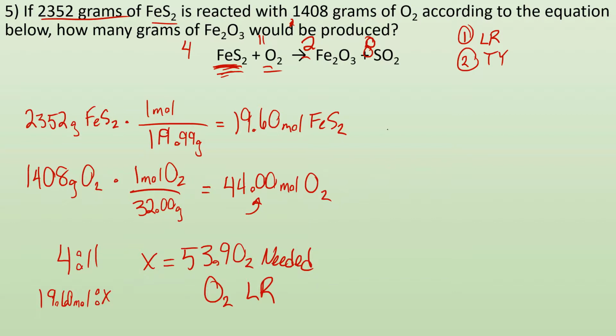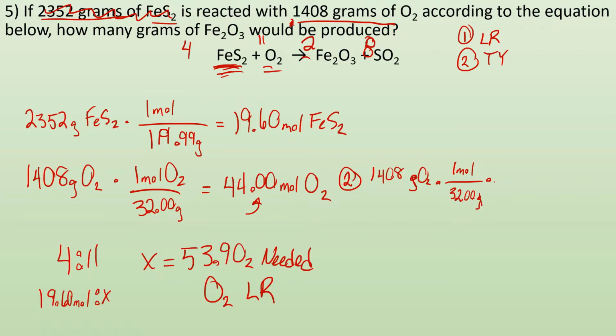So now, second step, my theoretical yield. I can ignore everything about the iron sulfide. I only care about the oxygen. I have 1408 grams of oxygen. I know I'm going to need moles, so I put 1 mole over 32.00 grams. My grams cancel out. I got moles of O2.